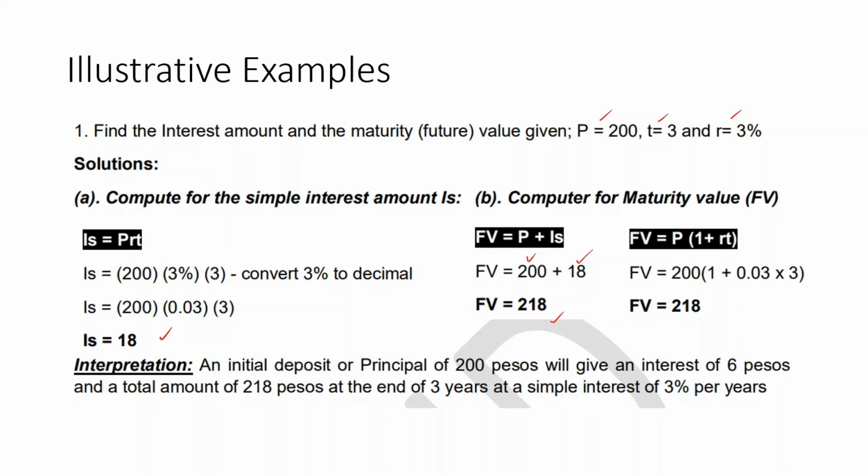Or if you want to try it using the second formula, that would be FV is equal to P times the quantity 1 plus rate times time. So, we have here FV is equal to 200, open and close parenthesis, 1 plus the rate of 0.03 times the time of 3 years. So, that is 218. As you can see, whichever formula you follow, we arrive at the same answer.